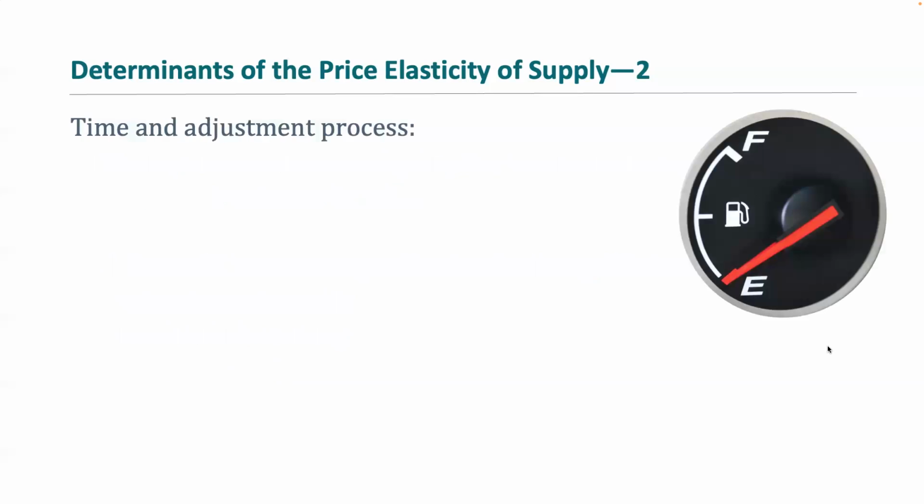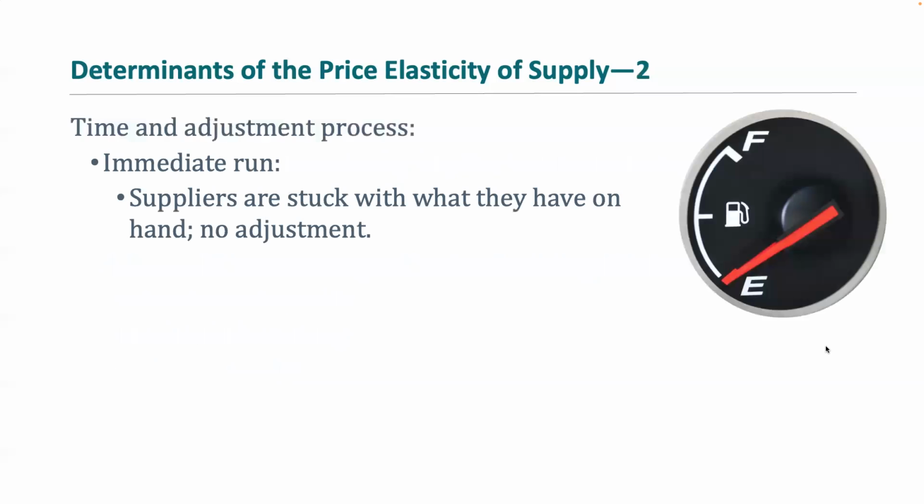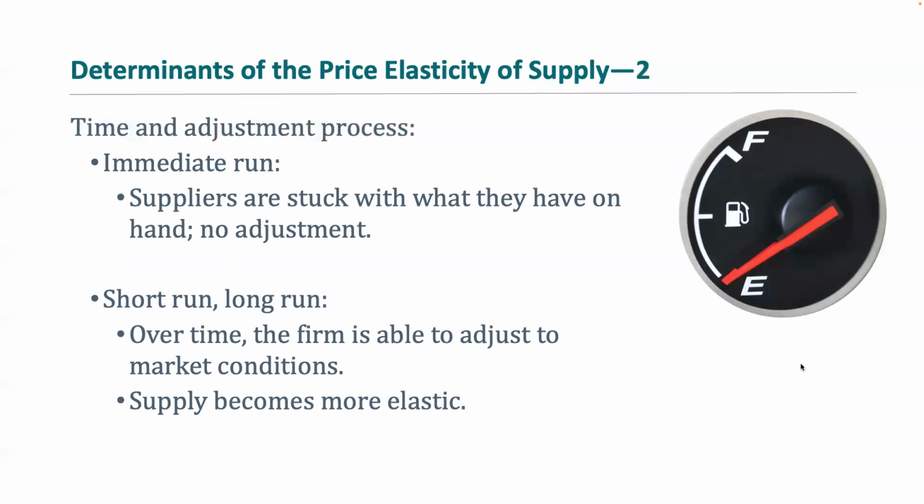The time and adjustment process is also something pretty important to think about when we're looking at the price elasticity of supply. In the immediate run, suppliers are stuck with what they have on hand and they can't really adjust. Now, the short run and long run, over time, we can adjust to market conditions and supply can become more elastic as we go on.